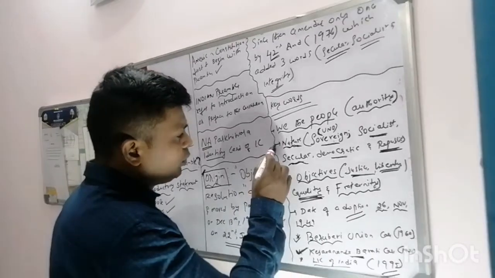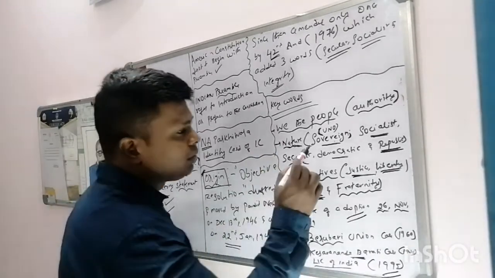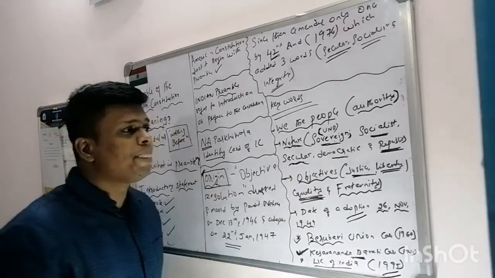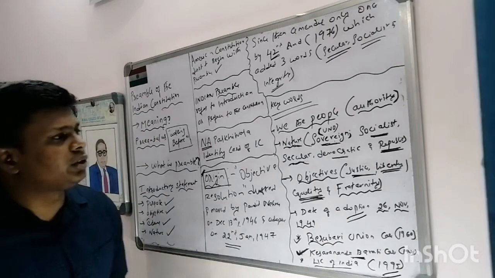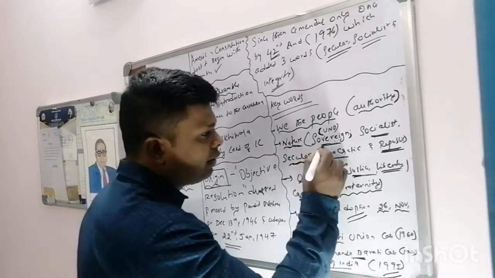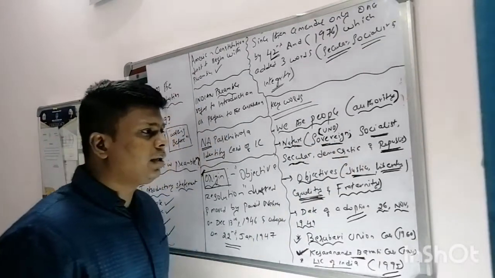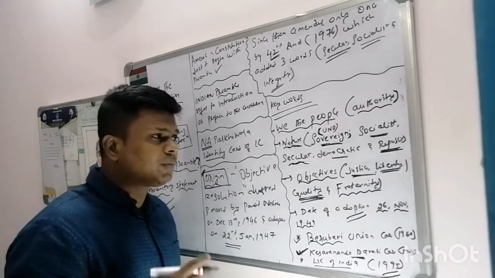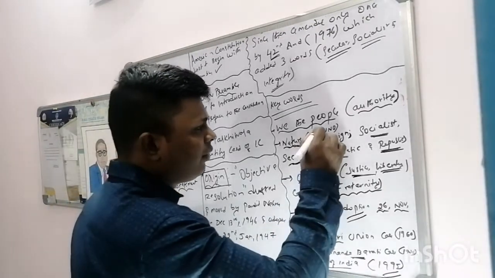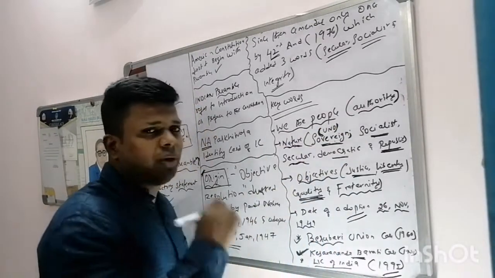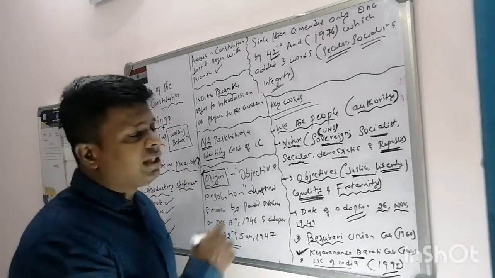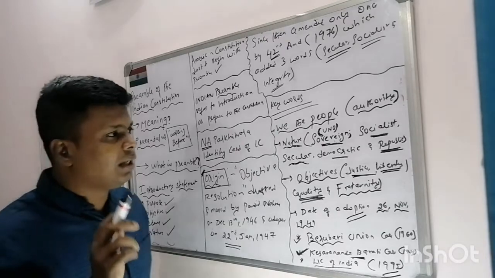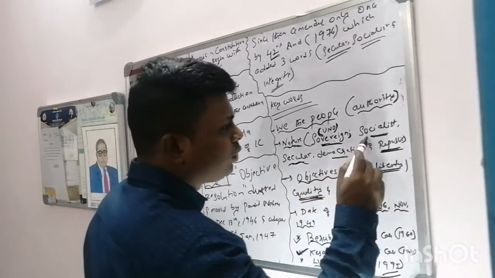Next, when it comes to the nature of the preamble, these terms sovereign, socialistic, secular and democratic and republic talk about the nature of our constitution. So the term sovereign means India is an independent state. It will manage its own affairs without being interfered with by any outside power. So even when India became a member of the Commonwealth and subsequently a member of the United Nations, the independence or sovereignty of our country was never affected.